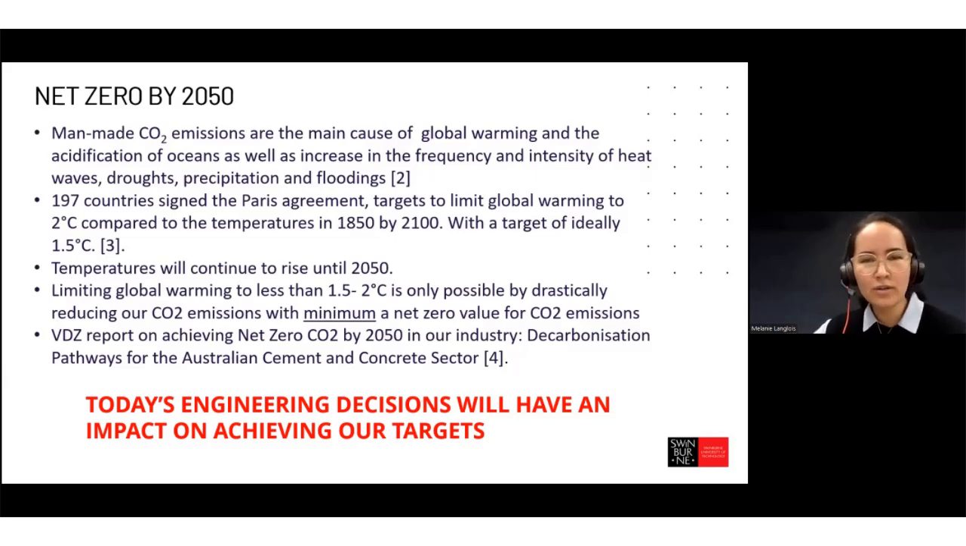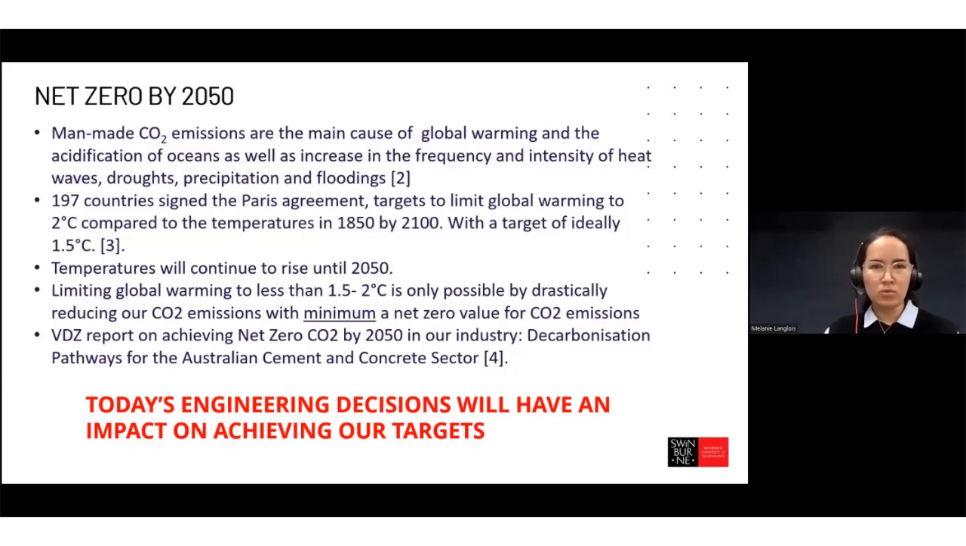As we mentioned before, there is an issue with global warming, and the recent IPCC report highlighted that man-made CO2 emissions are the main cause of global warming, ocean acidification, and the frequency and intensity of heat waves, drought, precipitation, and flooding. 197 countries have signed the Paris Agreement, where we target to limit our global warming to 2 Celsius degrees compared to the temperature of 1850 by 2100, and an ideal target of 1.5 Celsius degrees.